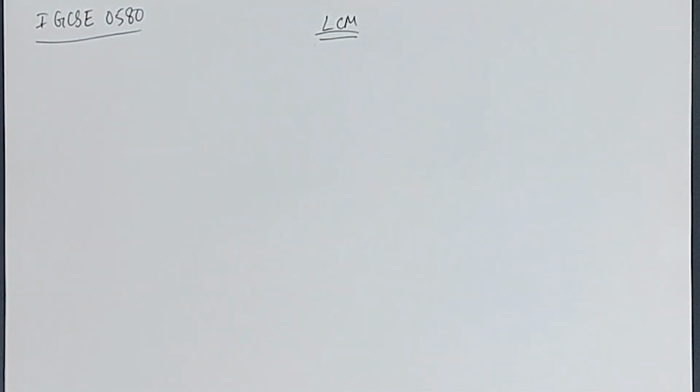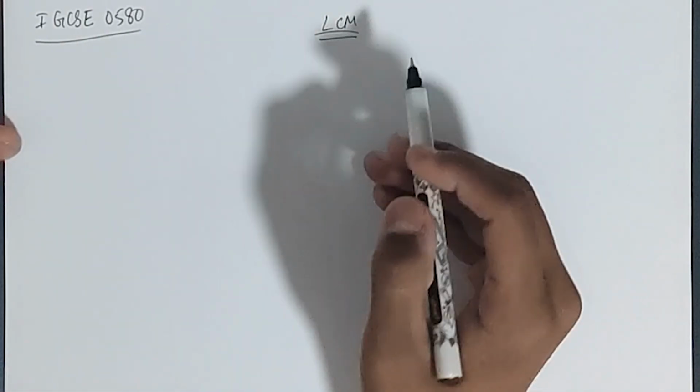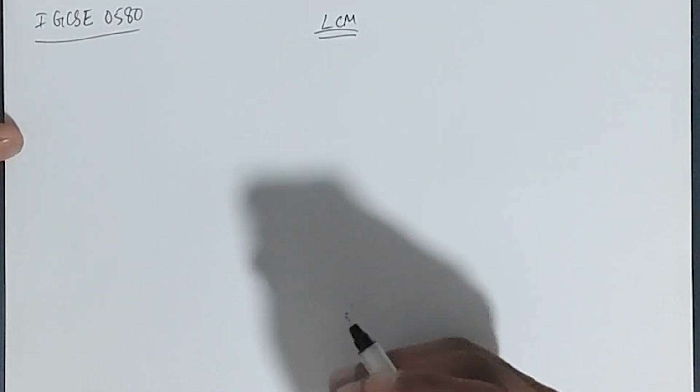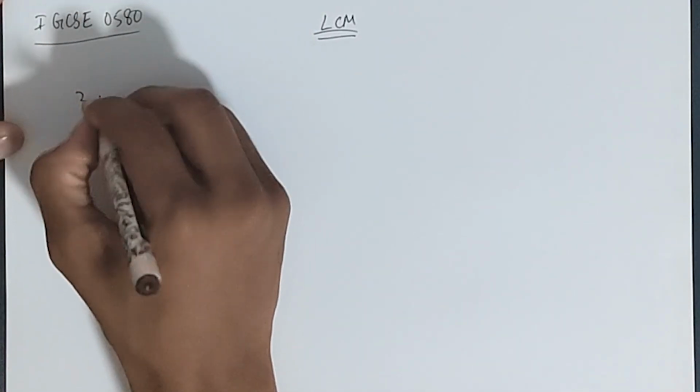Hi guys, in this video we're going to be learning about LCM. This is from the syllabus IGCSE Maths 0580. Jumping in, LCM stands for lowest common multiple. So let's just take a quick example, 2 and 3.